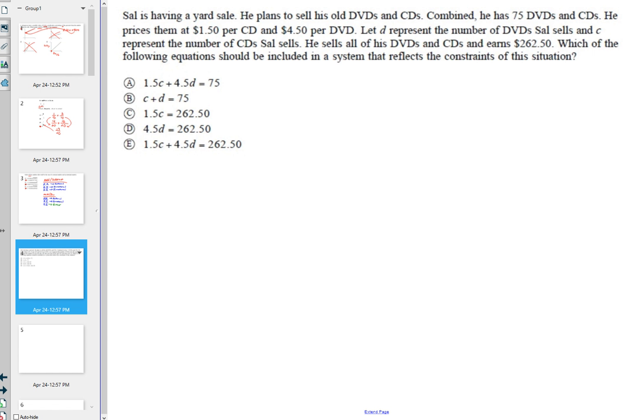So there's just a system, and it doesn't look like they're even asking us to solve. They just want us to write it. And they have defined the variables for us. D is DVDs, and C are CDs. In order to be able to solve for two unknowns, you need two equations. We can use one equation to represent the total amount of CDs and DVDs. How many do we have in total? 75. So one equation could be C plus D is equal to 75.